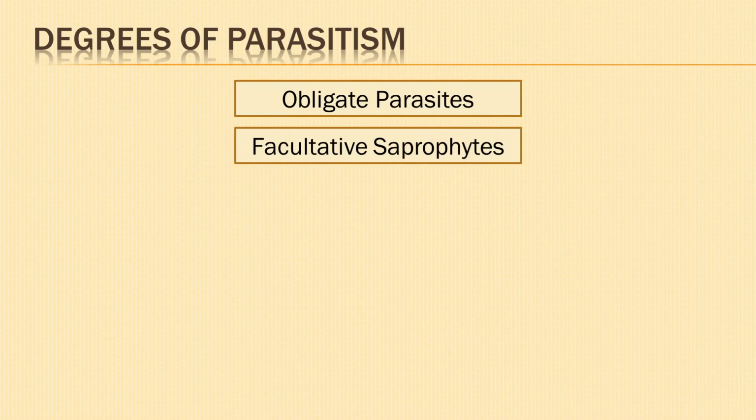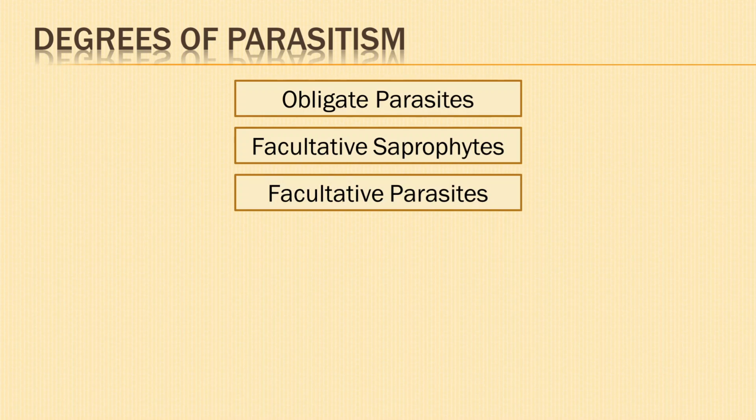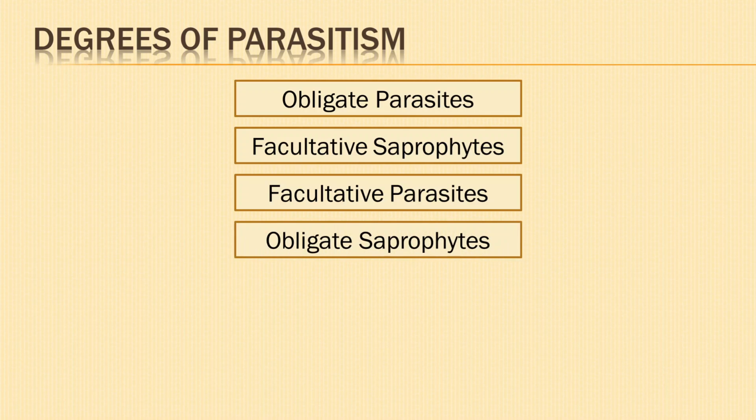Facultative saprophytes generally obtain their food from the living matter, that is, they are ordinarily parasitic but can obtain food even from dead organic matter, that is, they may be saprophytic. Facultative parasites, normally they are saprophytes but may behave as parasites. Obligate saprophytes are strictly saprophytes and cannot live a parasitic life.